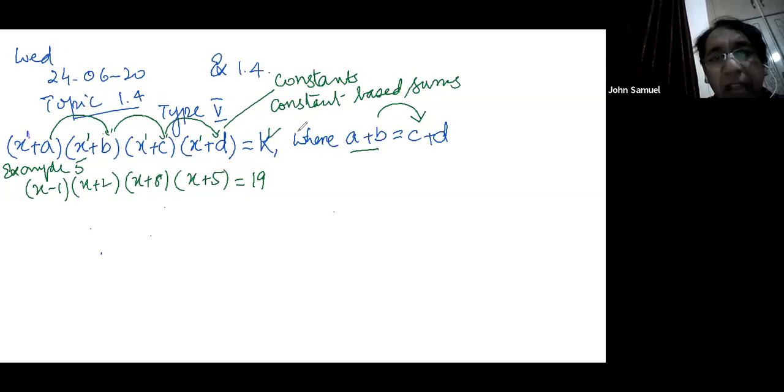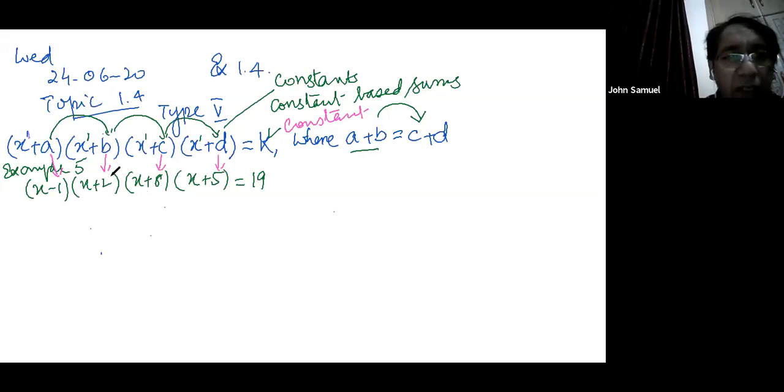This K stands for constant here. Once again, this K stands for constant. Now, these are also constants, as I told you. These are called constant based sums. So what to do? We take this as A, this is B, similarly this is C, this is D. As I told you, minus 1 is a constant, similarly 2, 8, 5 are constants. We will take any 2 constants, the other 2 must be equal to that one.